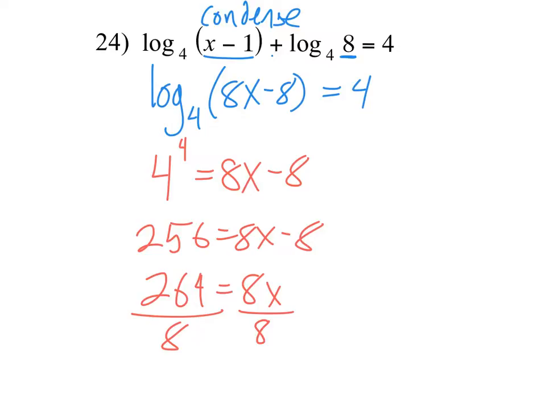256 divided by 8 would be 32. This should end up being 33. And if we add this to the equation, we get log base 4 of 32, log base 4 of 8, and when you were to combine those, you get what you're looking for.